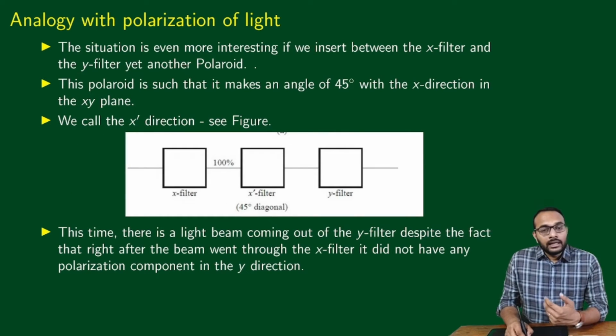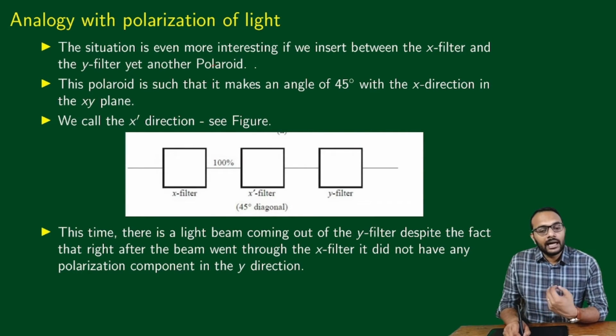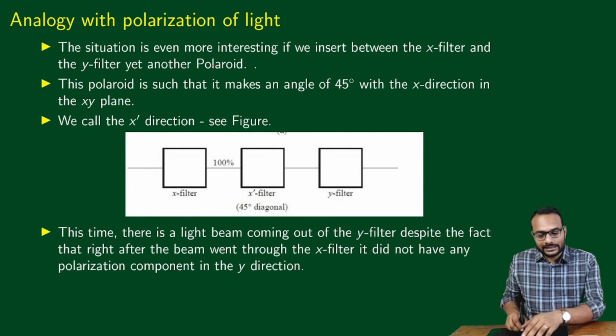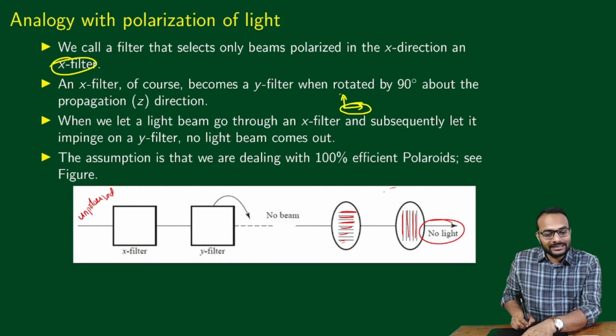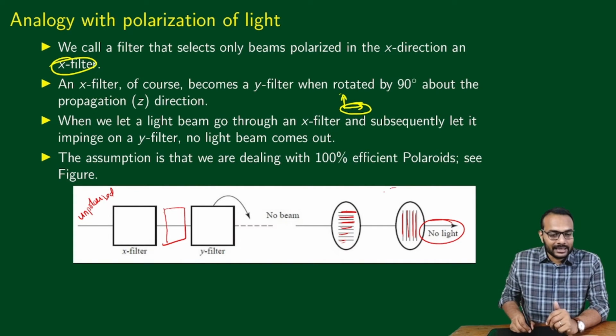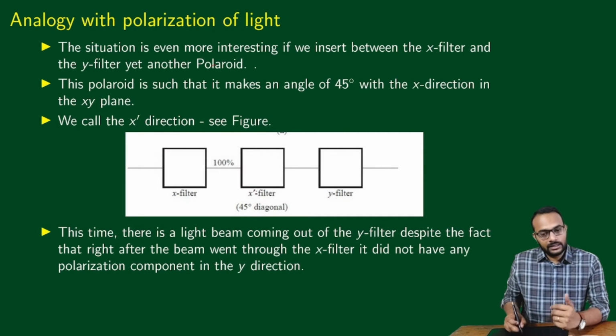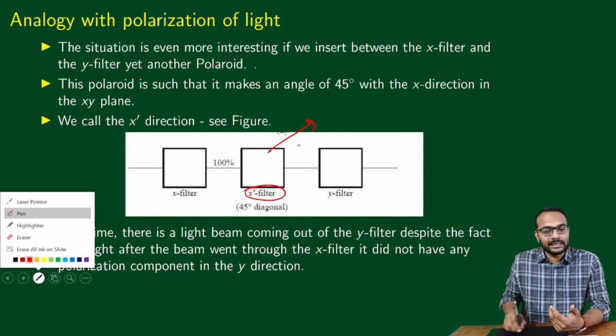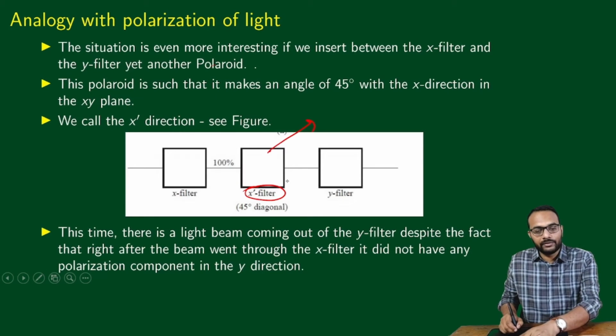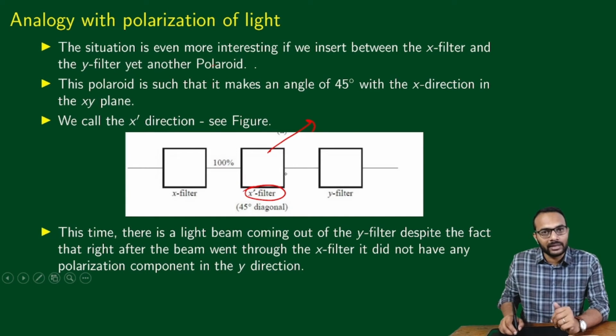Now the situation becomes interesting if we insert another polaroid between the X filter and Y filter. Between this X filter and Y filter, you insert another filter. We will call this an X prime filter. And what does an X prime filter do? An X prime filter chooses polarization in the x prime direction only.